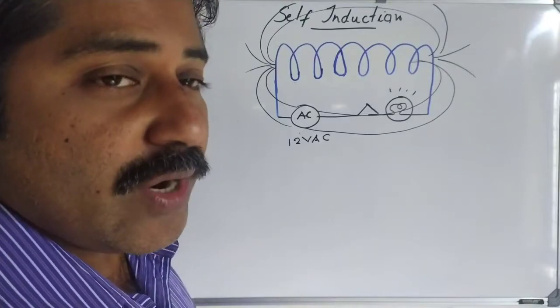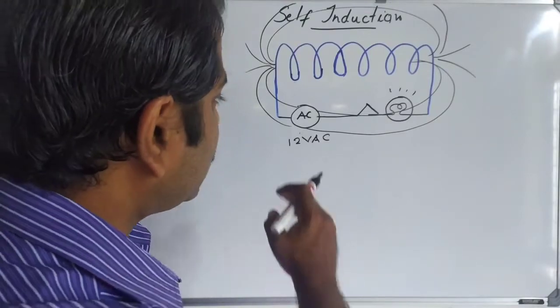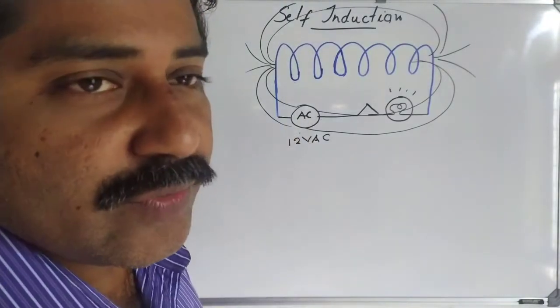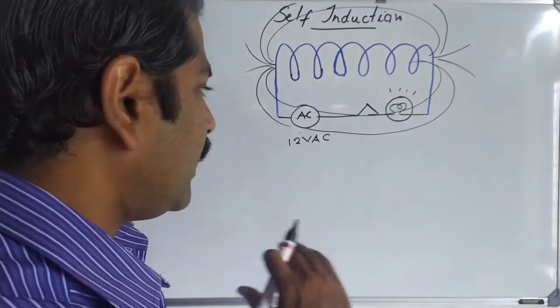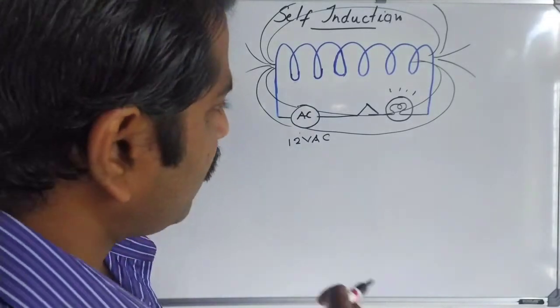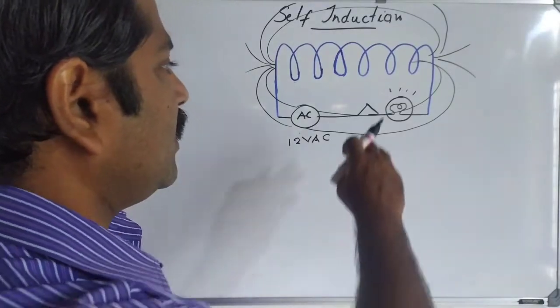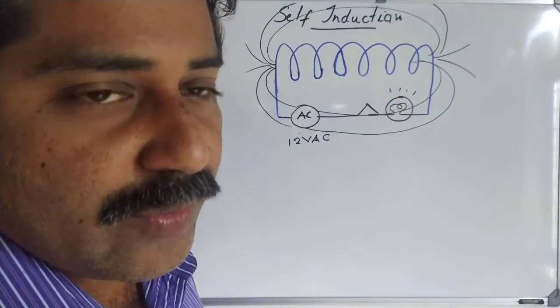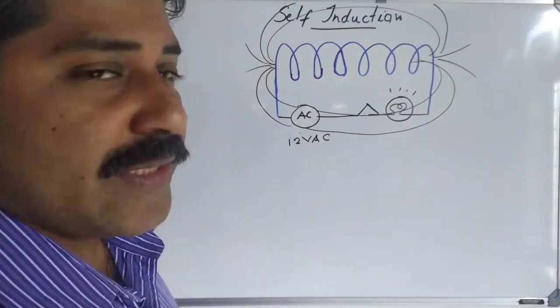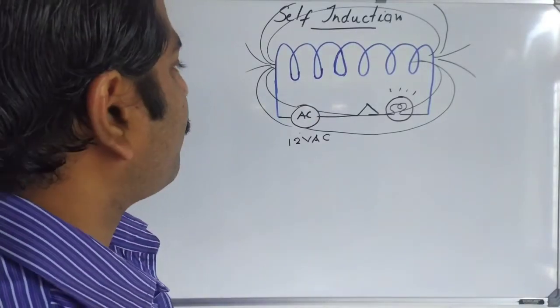The only thing we have done is we replaced the DC source with an AC source. The voltage is the same, so the same amount of current will be flowing through the circuit. Even then, the intensity of the bulb decreases. What is the reason behind that?